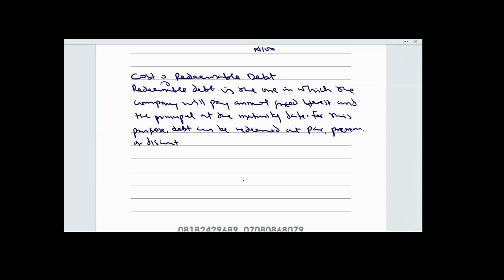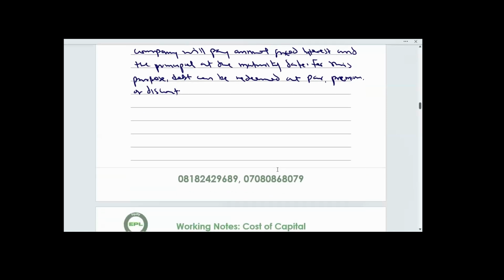So the par value of the redeemable debts is 100 naira, like I mentioned earlier on. The par value is equal to 100 naira per unit of the debt. If it is at a premium, the value will be greater than 100 naira. If it is at a discount, the value will be less than 100 naira.